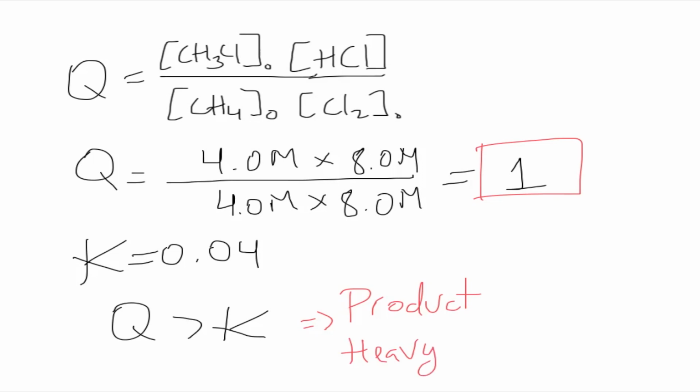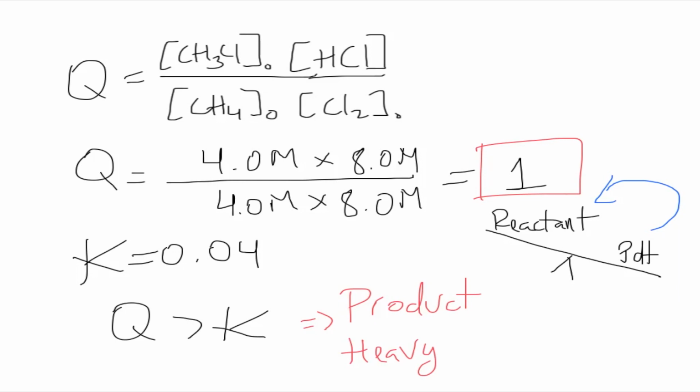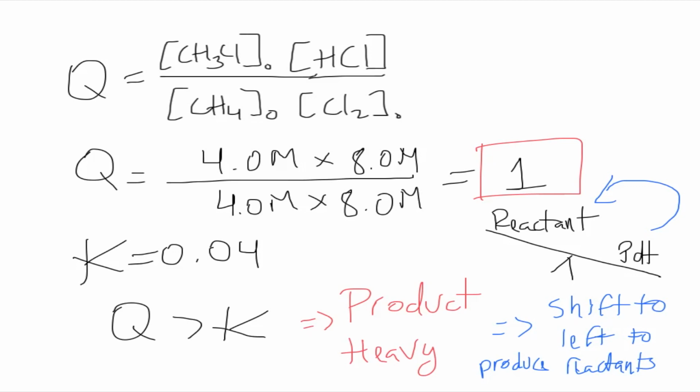So when we look at our balance, it looks like this right now. It's product heavy. And more reactant has to be added, so it will shift to the left, and more reactant will be produced. So more reactant will have to be produced or added to reach equilibrium. And that was the problem.